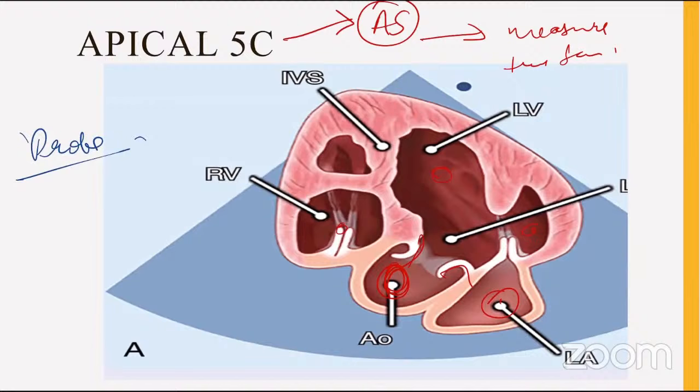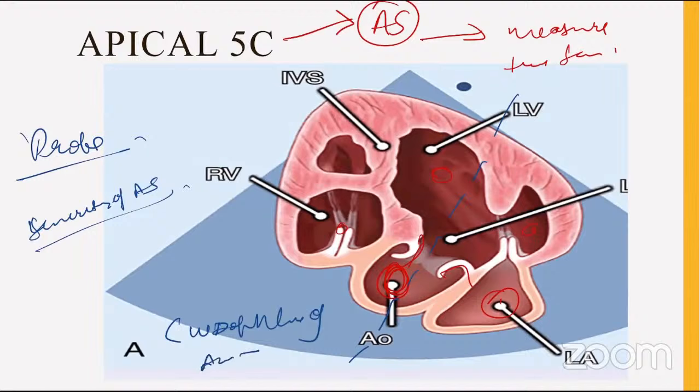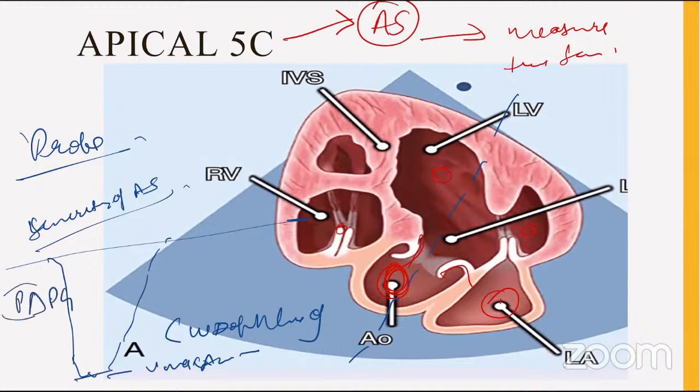How do we measure the severity of AS in this view is that we'll put a continuous wave Doppler at the level of aortic valve, and a graph like this is formed in which we can measure the Vmax. We can also measure the delta PG, that is pressure gradient, by using this continuous wave Doppler at the level of aortic valve using this 5-chamber view. So there are these continuous wave Doppler and pulse wave Doppler, and we have also the color Doppler that we'll discuss in the later sections.